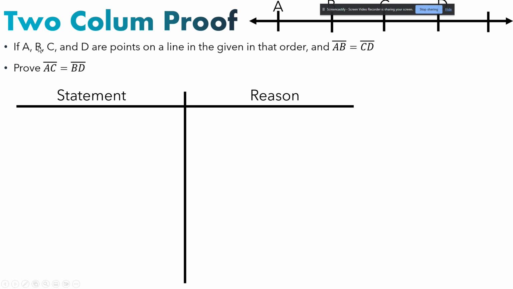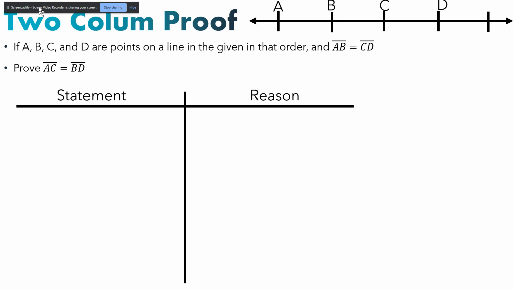So if A, B, C, and D are points on a line in that given order, and AB is equal to CD. Normally, if they give you something like this, you want to use it as given statements. We're trying to prove AC, starting at A, ending at C, is equal to BD. All right? We are given A, B, and C, D.